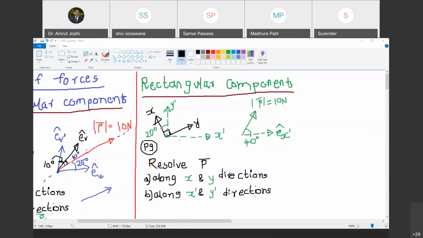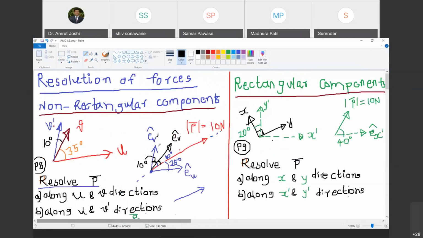So in the last class, we have done non-rectangular resolution of forces, if you remember. So let us summarize a few points from last class and then let us proceed. Point number one, non-rectangular resolution is when we find the component of forces along two directions which do not make an angle of 90 degrees with one another. Am I very clear?